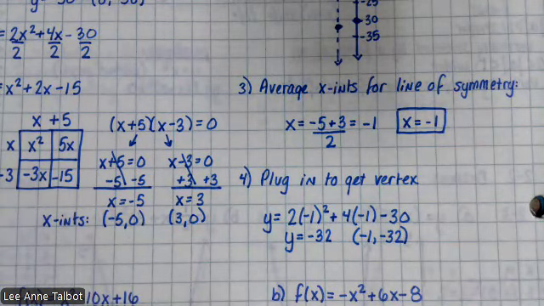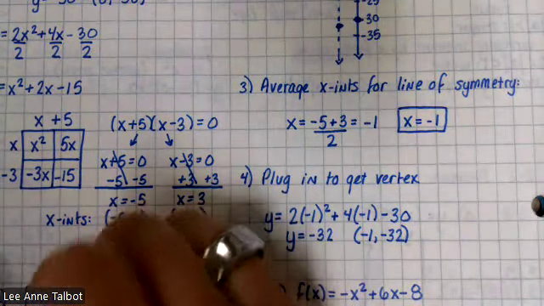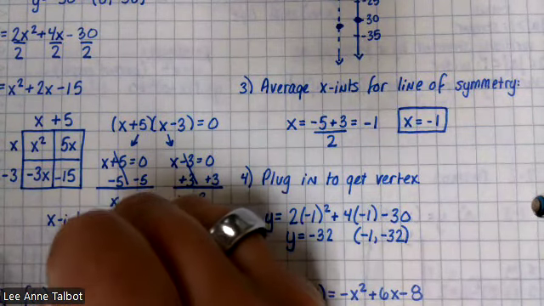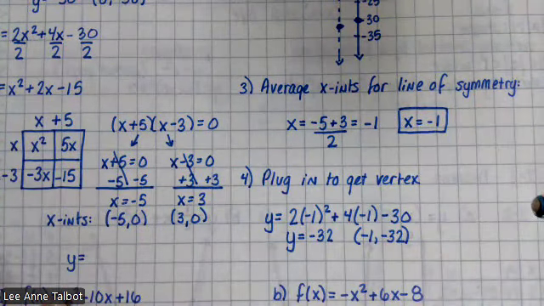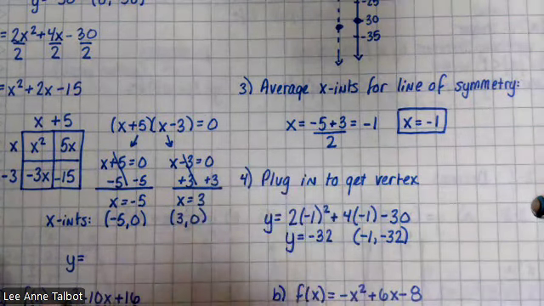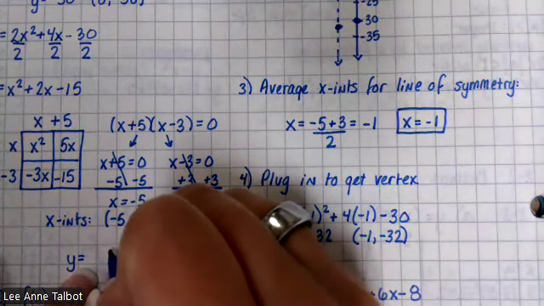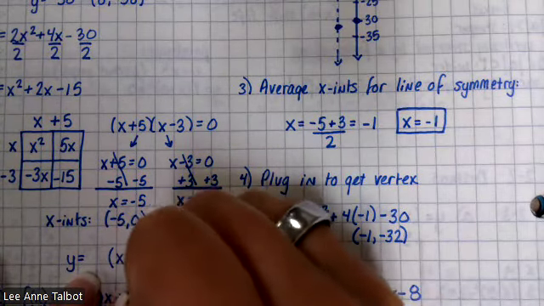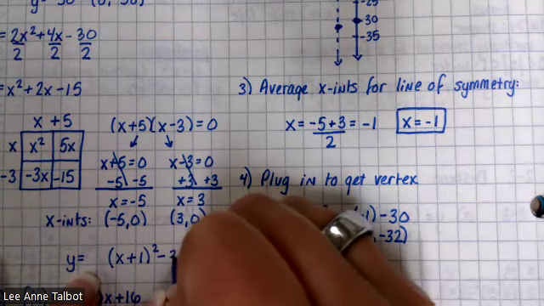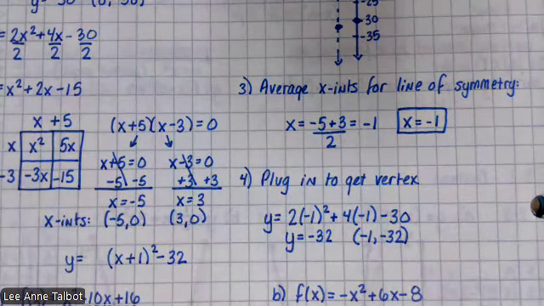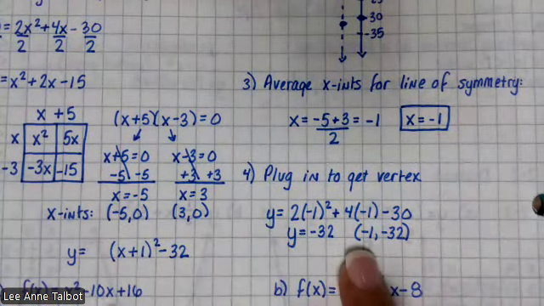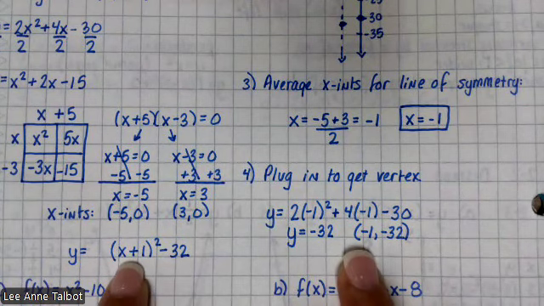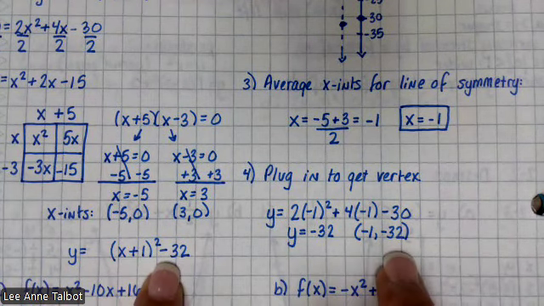Okay, then the last step is to actually put it in the equation. So y equals something (x plus 1) squared minus 32. Okay, remember you switch the sign, and then don't switch the sign for the vertex.